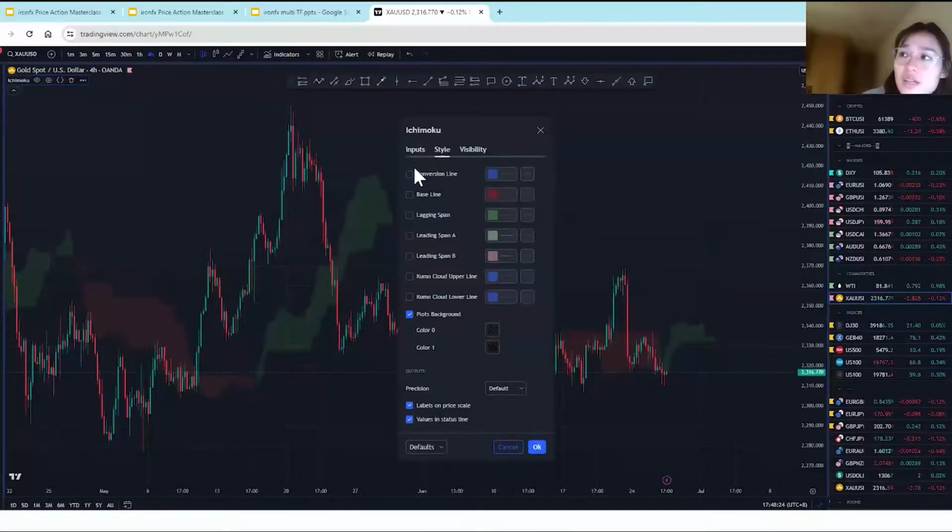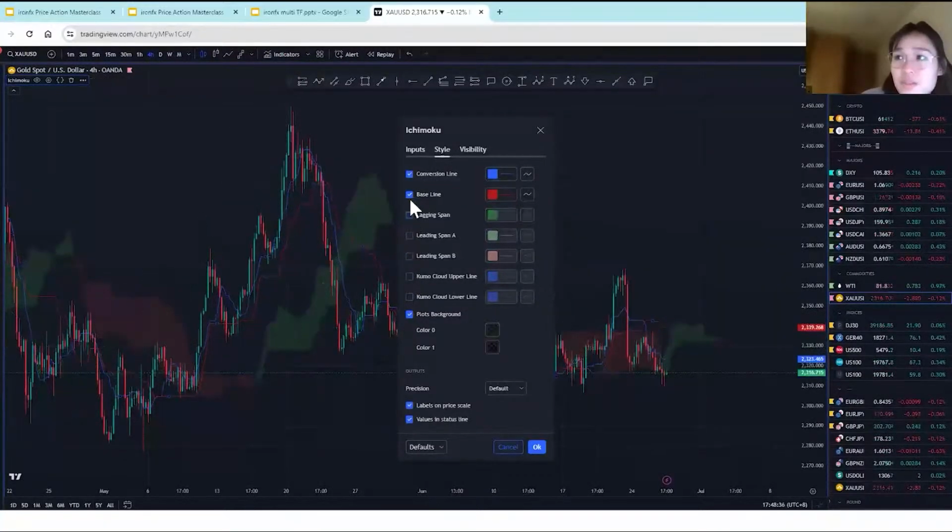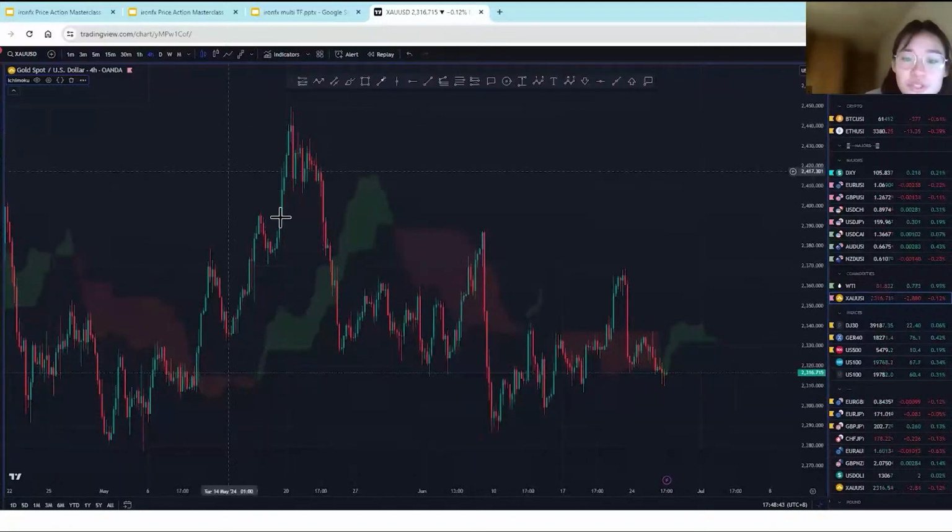Click on settings, and there are actually a lot of different lines when it comes to Ichimoku. I'm not going to go through in depth what they each represent now, but we normally just look at the cloud, the plot's background. If price is moving above the cloud, it's a bullish signal. If price is moving below the cloud, it's a bearish signal. So that's one of the quickest ways to use Ichimoku. This is on TradingView, which you can use on your phone or laptop as well.